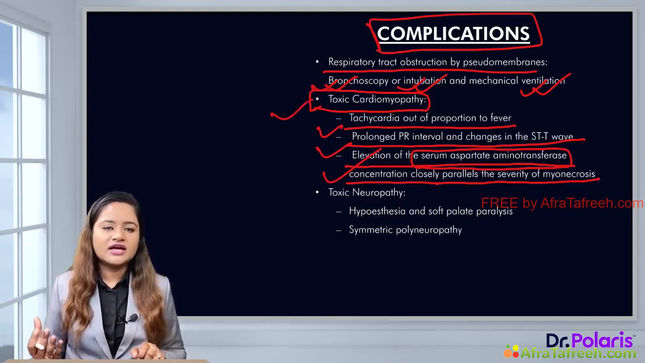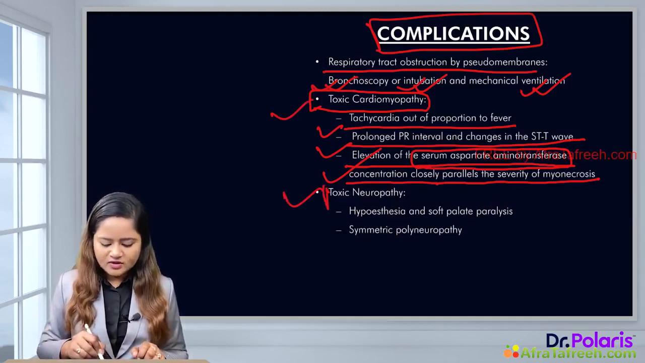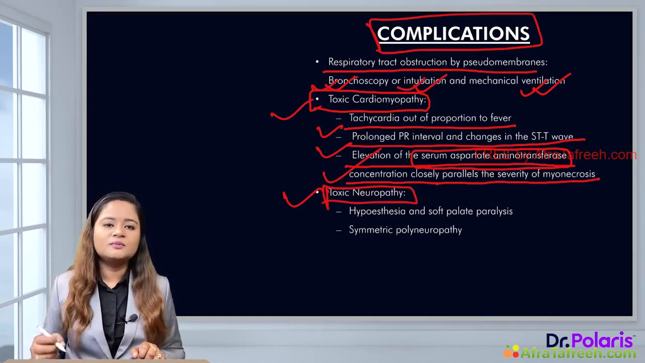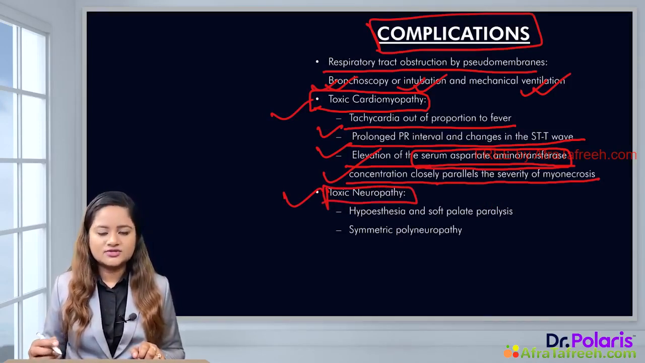So inflammation of the heart can also happen. Then another complication is toxic neuropathy. So neuropathy basically means it will go and damage the central nervous system.